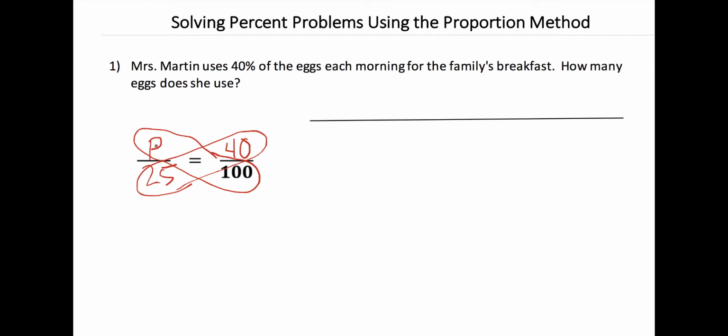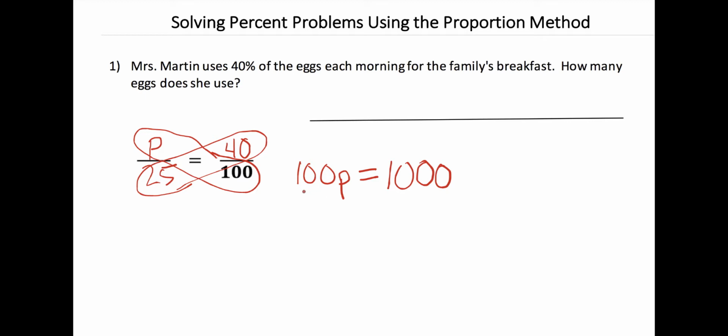All right, and we multiply the numerator with the equivalent fraction's denominator. And we get 100p, p times 100 is 100p, equal to 25 times 40. 25 times 40 is 1,000. Right? Because 4 times 25 is 100, and then we have to add another 0. That's 1,000. I want to get the p by itself.